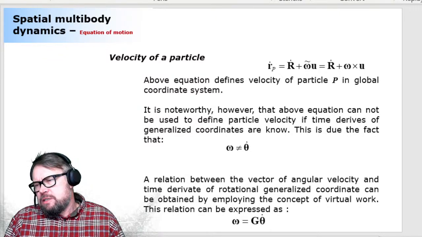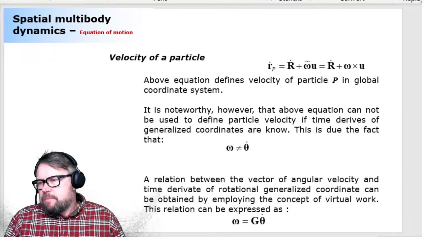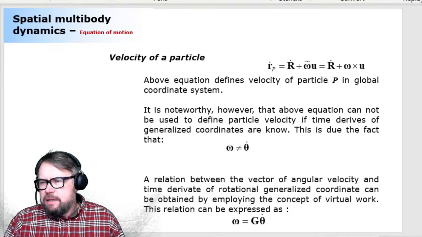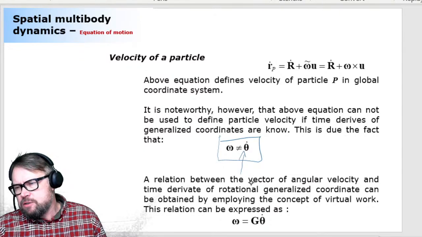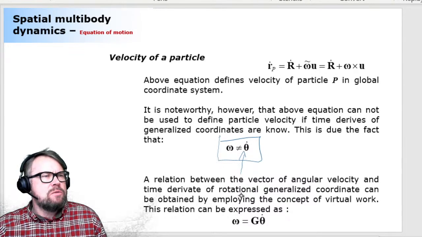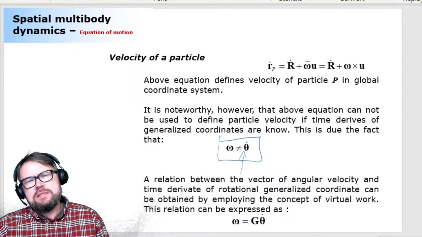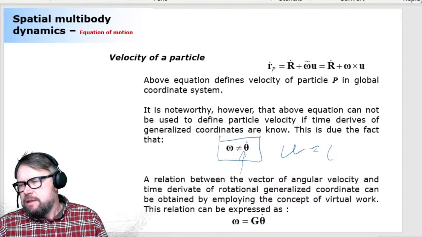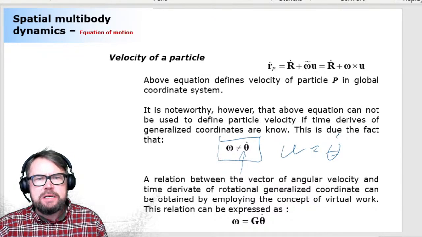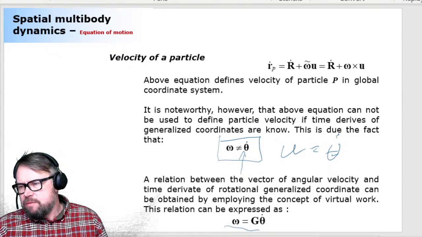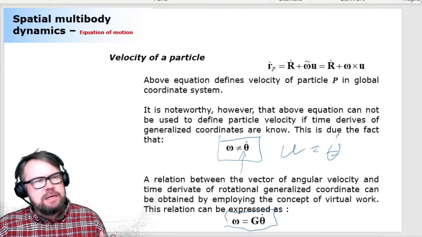All right, here is what I just mentioned to you. There's no way that angular velocity and the time derivative of rotational parameters are the same. No one has developed a way for these to be equal. So what we need to do is relate these two things together. We can relate them with the help of a mapping matrix that is called the T matrix.